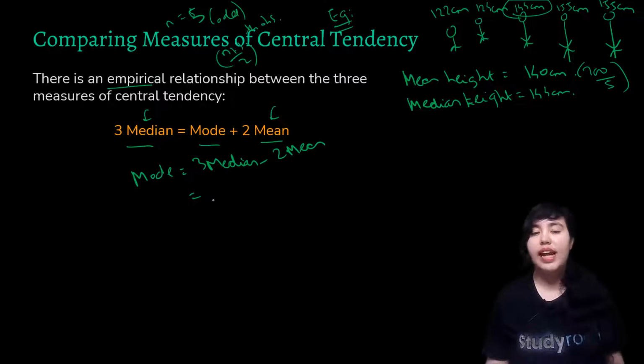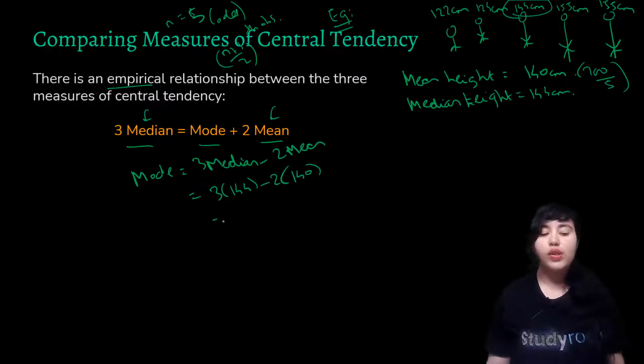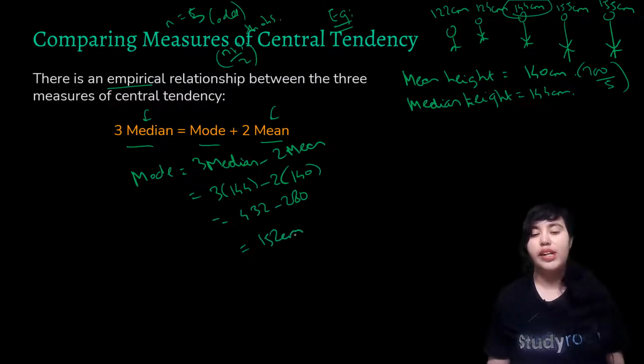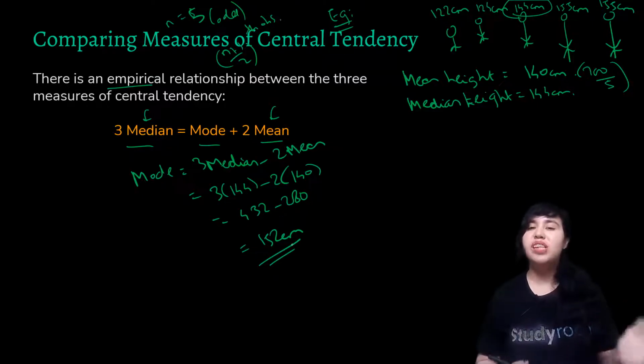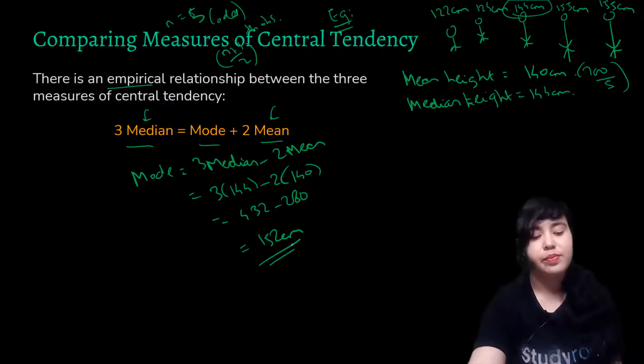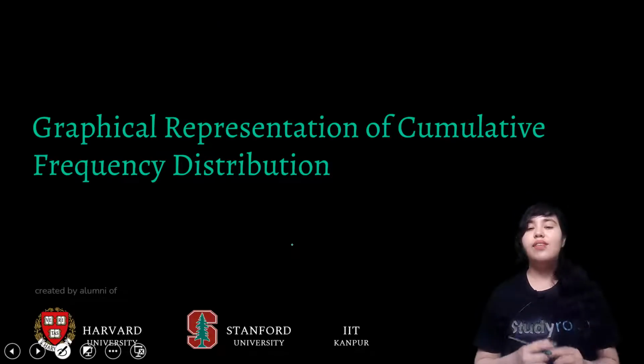So what is the median? That is 144. So 3 into 144 minus twice of 140. When you solve for this, you will get 432 minus 280 is equal to 152 centimeters. So this is just an example telling you how we can make use of this relationship: 3 median equal to mode plus 2 mean. Then we have graphical representation of cumulative frequency distribution.